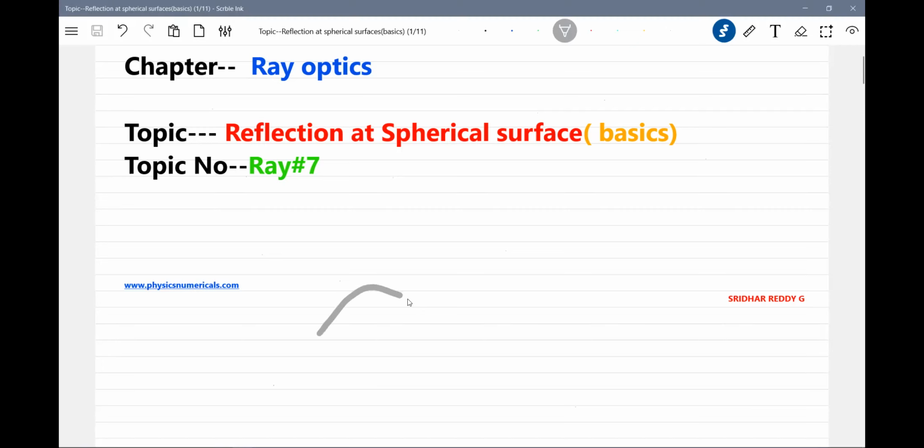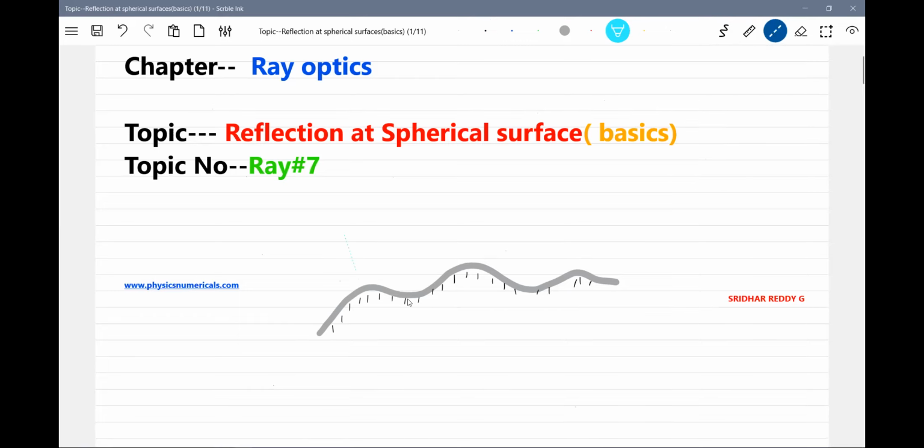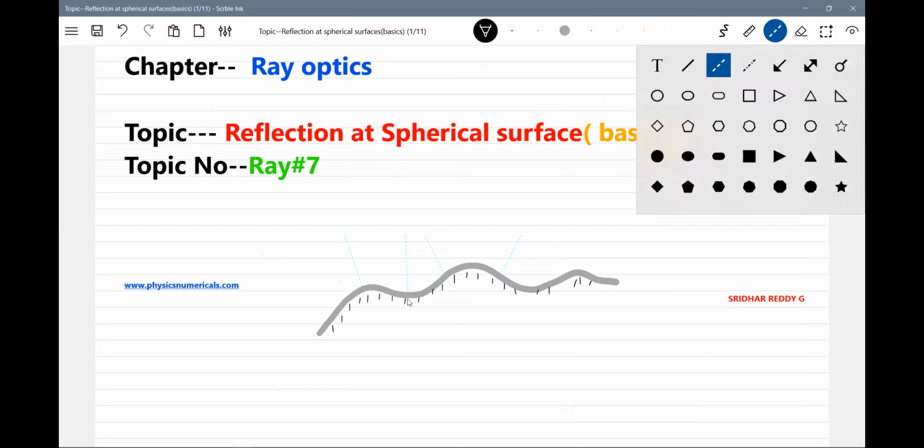So if this is the mirror like this, let this be the surface available for reflection. If a ray of light is incident here, first we'll define the normal at various points. So here, what is the normal? This will be the normal. What about here? This will be the normal. The normal here will be like this. The normal here will be like this. Now, if a ray of light is incident, how will it be reflected?